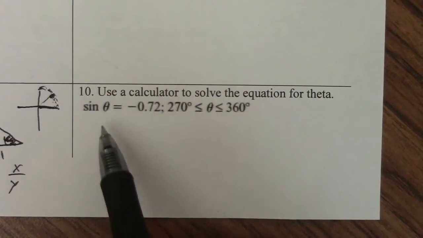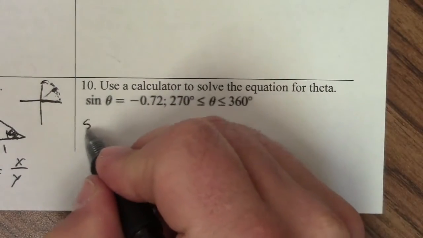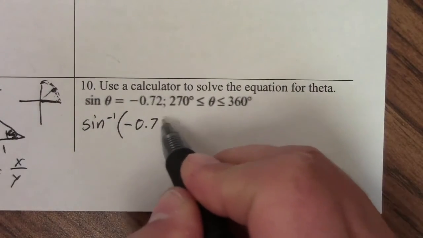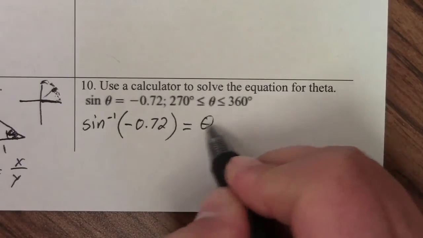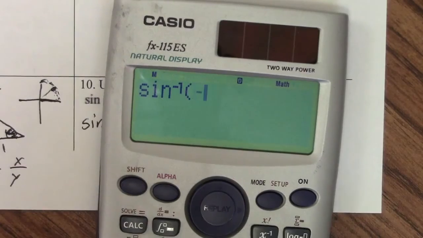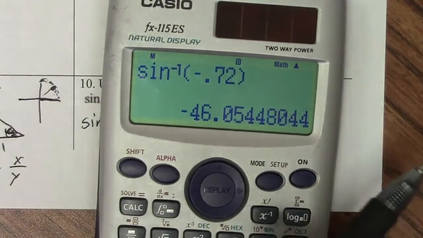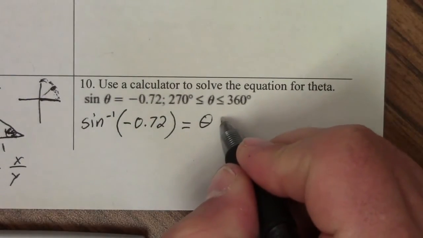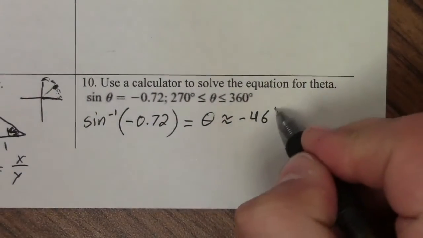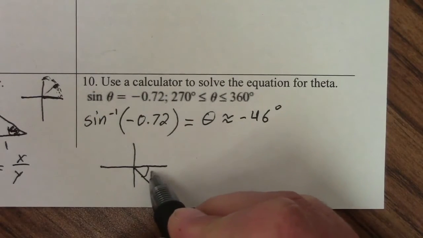On problem 10, we're told that sine of some angle equals negative 0.72. So if you use inverse sine of that negative 0.72, you can figure out what theta is. So let's try that. We get negative 46 approximately. So theta is approximately negative 46. So negative 46 degrees would be right here.